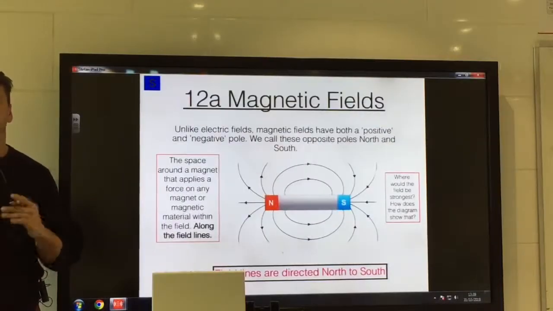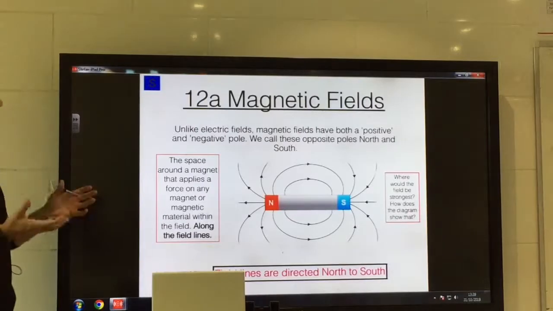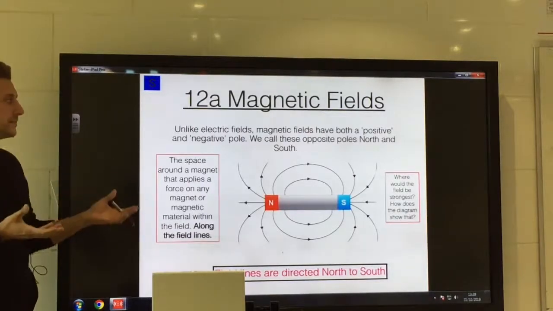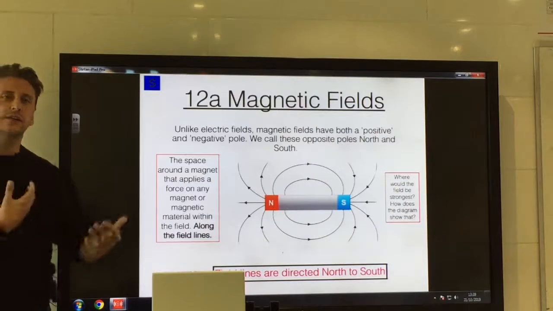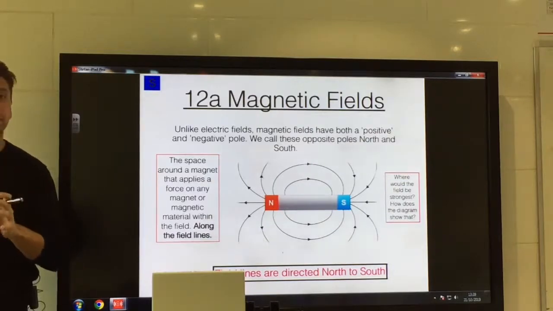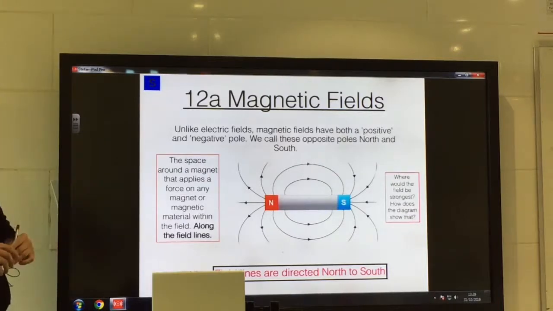For 12A magnetic fields, you need to know, first and foremost, what is a magnetic field. We've done that for electric and gravitation. Magnetic fields are slightly different. They have some similarities, but there are definitely some differences in magnetic fields as well.